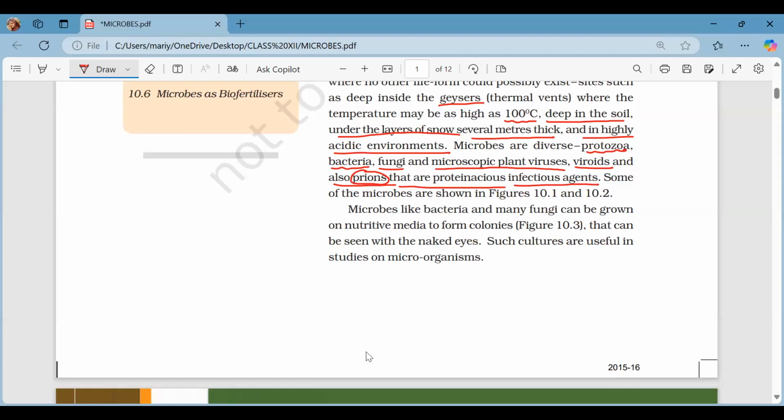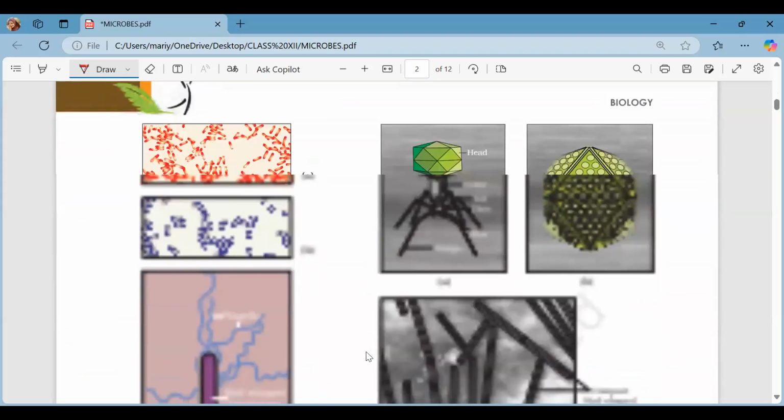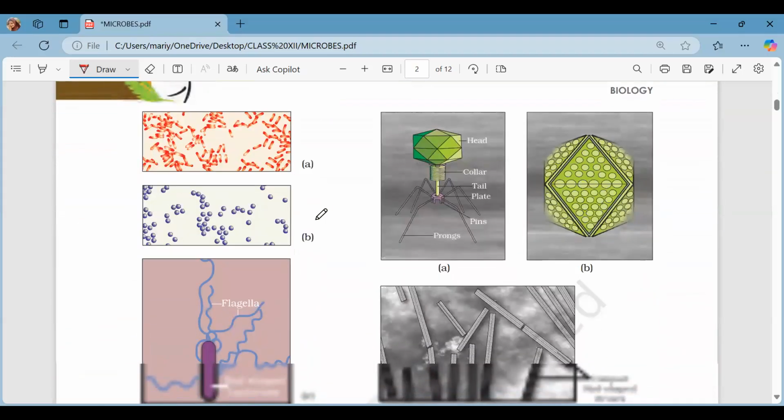Clear? Yes, ma'am. Microbes like bacteria and many fungi can be grown on nutritive media to form colonies that can be seen with naked eyes. When we take a Petri plate and put media into it, like agar, carbon source, nitrogen source, the bacteria and fungus can grow a lot. Then we can visualize them because they start making clumps or colonies. So we can see that easily, and we can use that colony to study the microbes. Clear? Yes, ma'am.